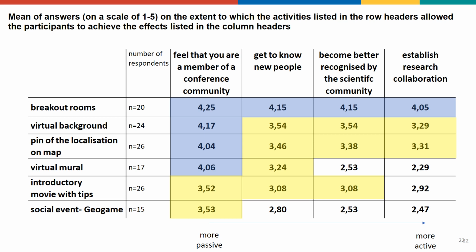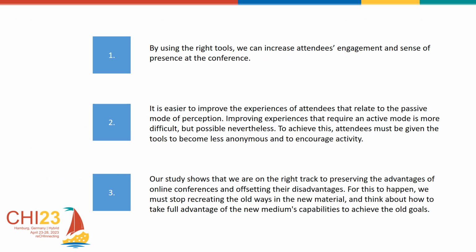We can categorize these goals on a scale that ranges from achievable in a more passive mode to achievable in a more active mode. We can conclude that by using the right tools, we can increase attendees' engagement and sense of presence at the conference. It is easier to improve the experiences of attendees that relate to the passive mode of perception. Improving experiences that require an active mode is more difficult, but possible nevertheless. To achieve this, attendees must be given the tools to become less anonymous and to encourage activity.